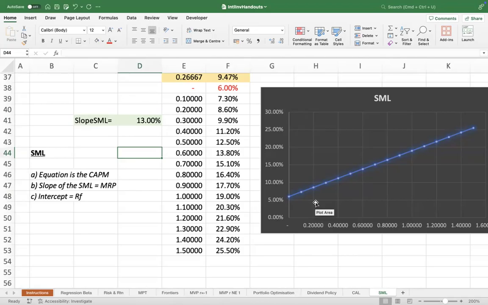Whereas if a security is plotting above the SML, that means it is giving you a higher return, and that can only be possible when you're buying a security at a lower price. So any security that plots above the SML is said to be undervalued. Any security that plots below the SML is said to be overvalued. And any security that plots on the SML is said to be fairly valued, which is the most crucial and fundamental aspect of the security market line. Okay, thank you.